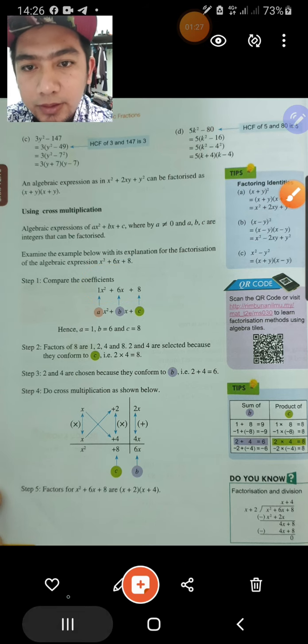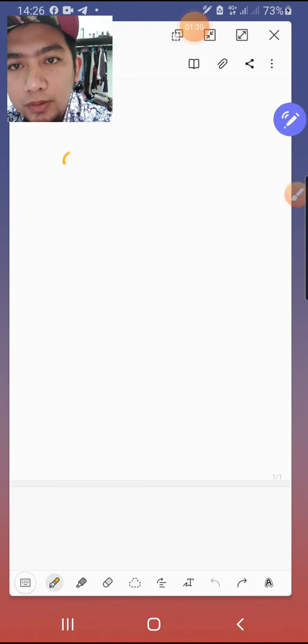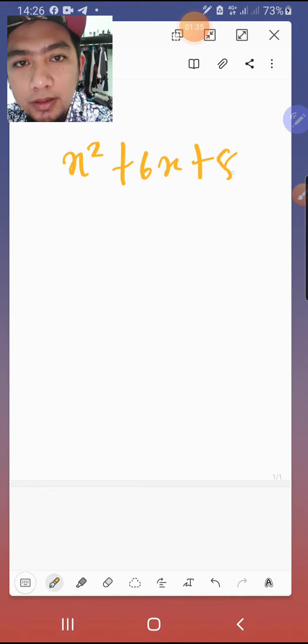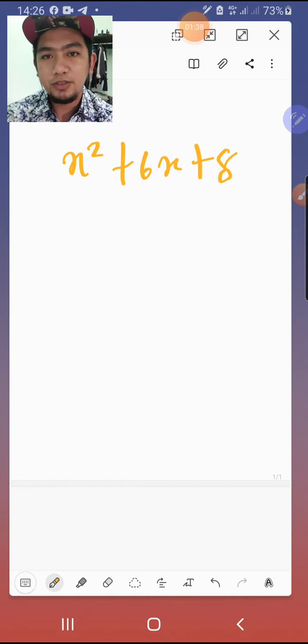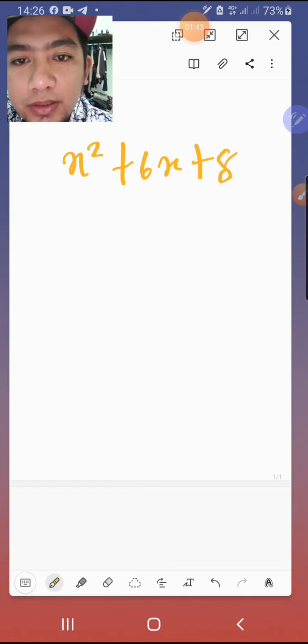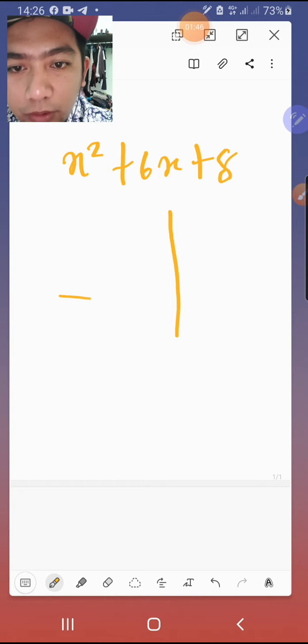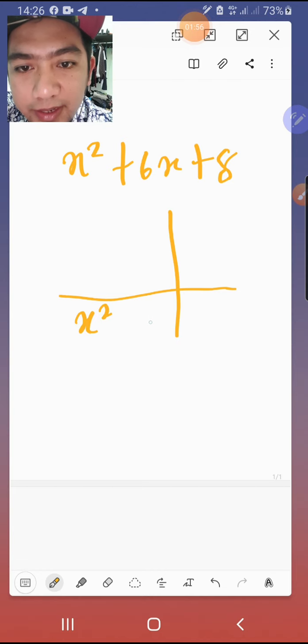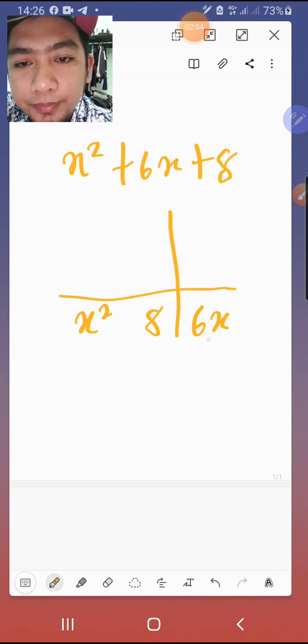Alright, kita tengok di sini. x square plus 6x plus 8. So how to factorize this algebraic expression by using cross multiplication? So the first step is you kena buat this one. So the way to write, first you kena tulis x square, and then sini bukan 6x, kena ambil yang last dulu, 8. And then the last one is 6x.